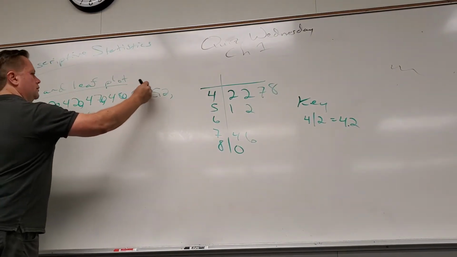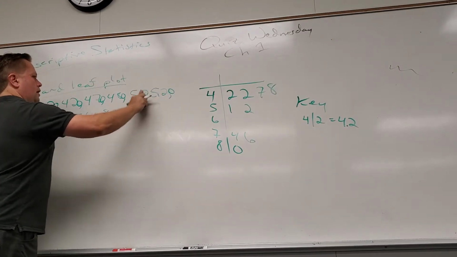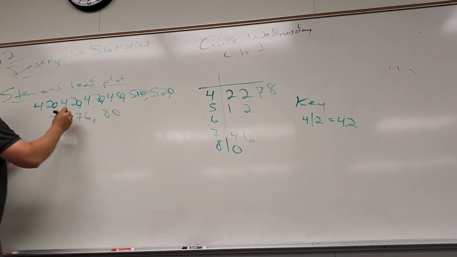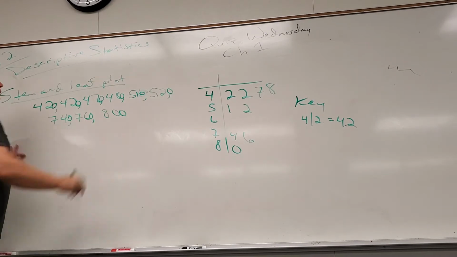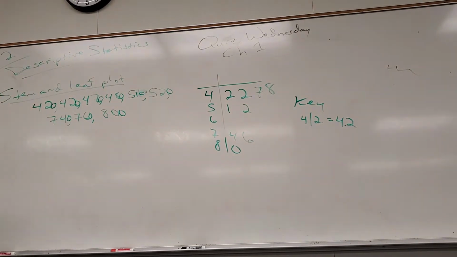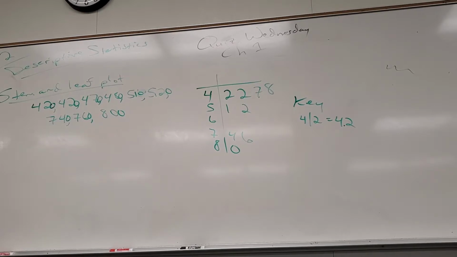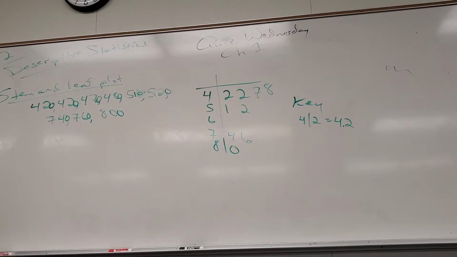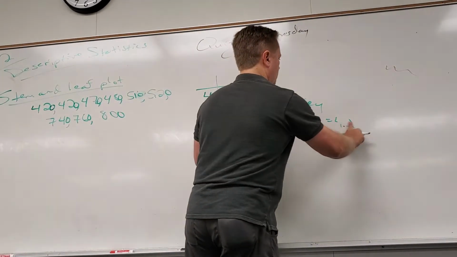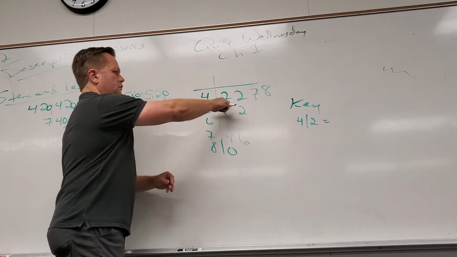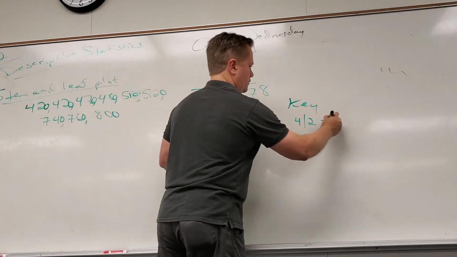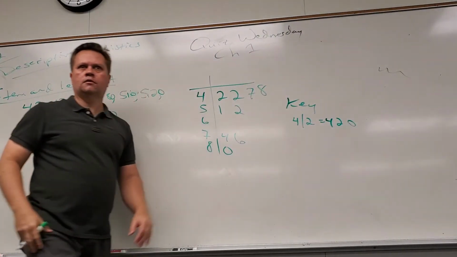420. All right, so 420, 420, 470, 480. Believe it or not, the same amount has a change. I just have to change the key. You guys see that? What would the key be now? 4-2 represents 420.